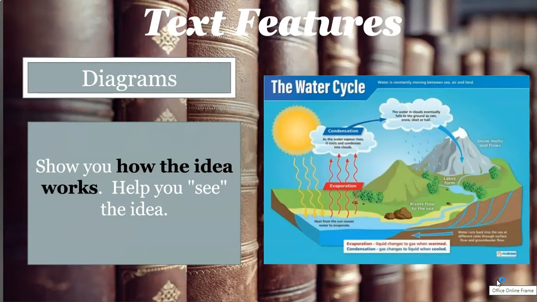Very similar to maps is our next feature, the diagram. Diagrams show you how the idea works, and they help you see, quote unquote, the idea. So here we have a diagram of the water cycle. And we usually see diagrams in science books or engineering books, or when we're trying to find out how something works and the step-by-step process of that.